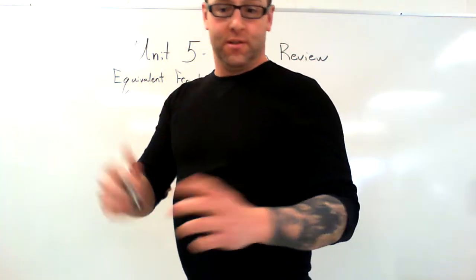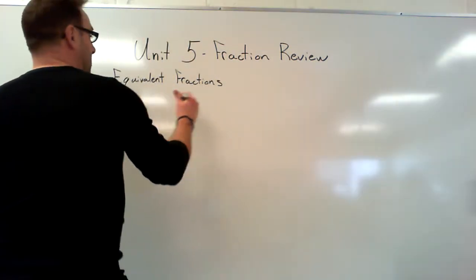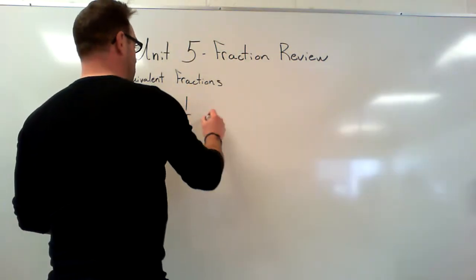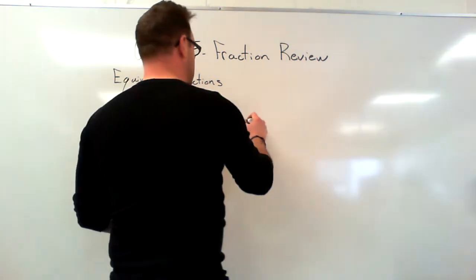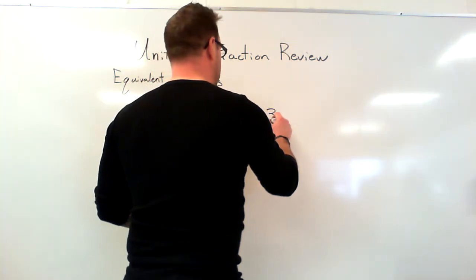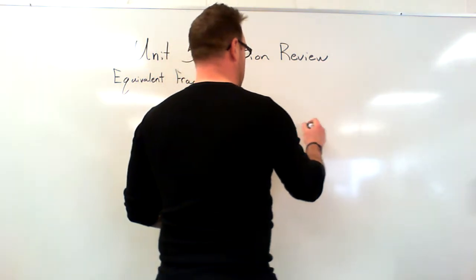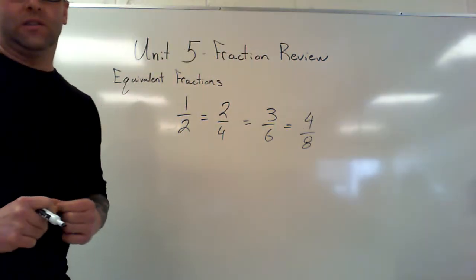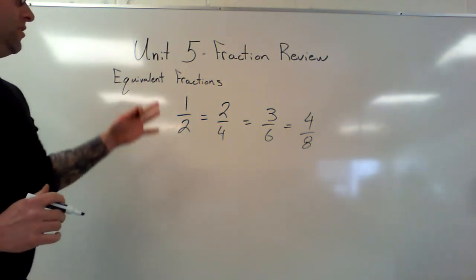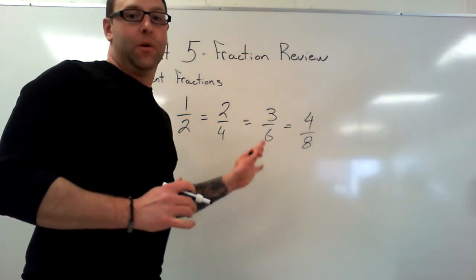Now, let's look at a couple examples. If we've got 1 over 2, 2 over 4, 3 over 6, 4 over 8. Okay, here we can see 4 fractions that all represent the same amount.